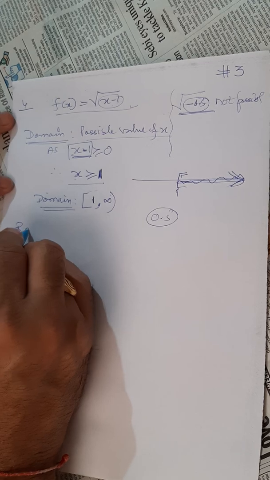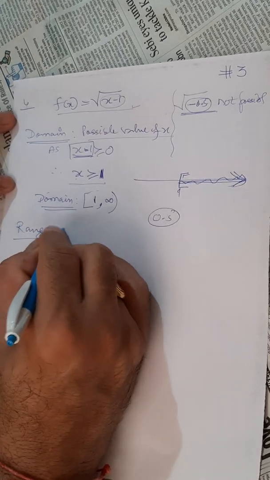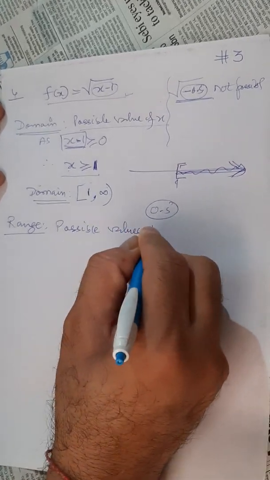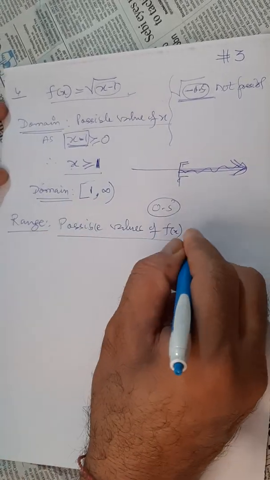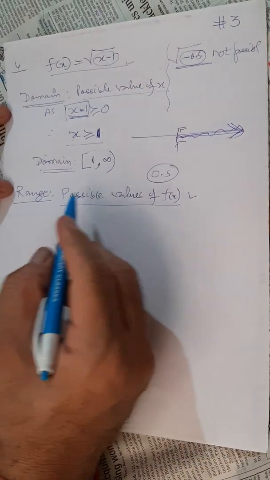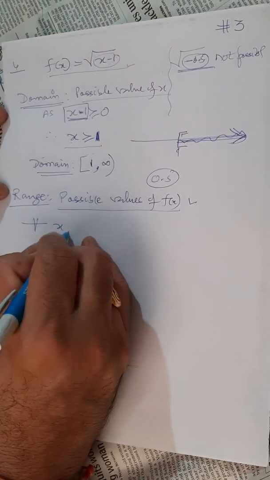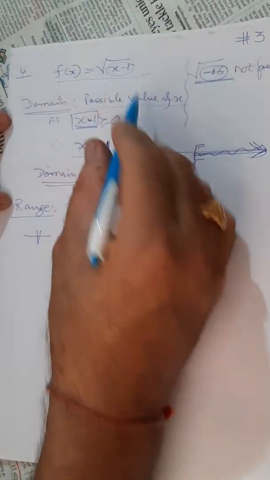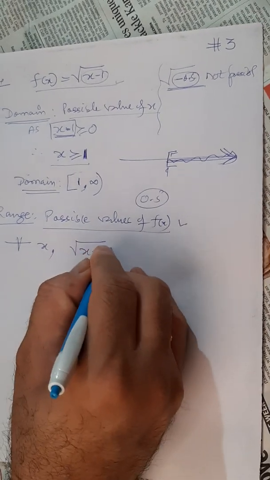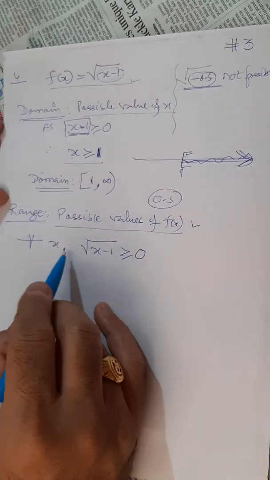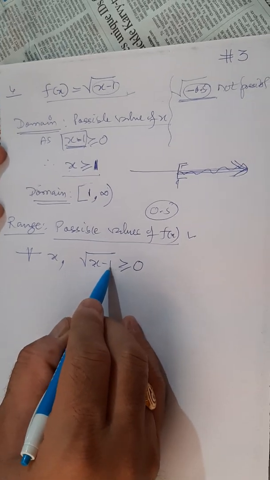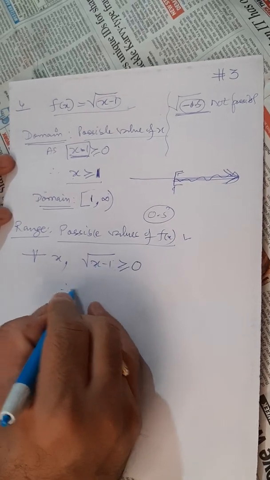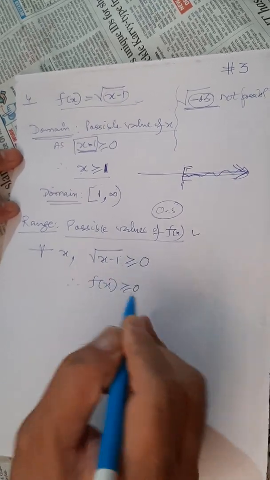Now range, again you recall. Range means possible values of the function, possible values of f(x). That's called the range. So for every x, you can take 1 also. So this is 0. So root of x minus 1 is always greater than or equal to 0. It can be 0 also, remember. If I put 1, it is 0. You are not going to put less than 1. If I put 2, it is always positive. So you can say that f(x) is always greater than or equal to 0.